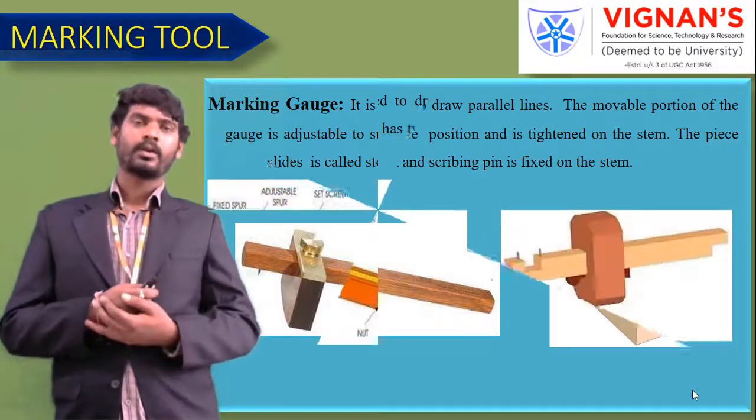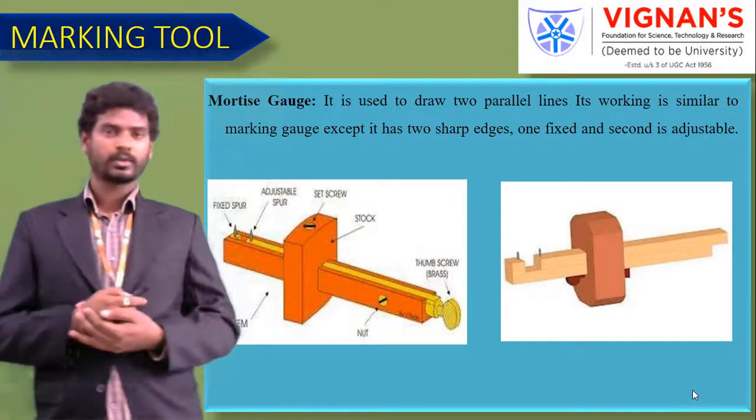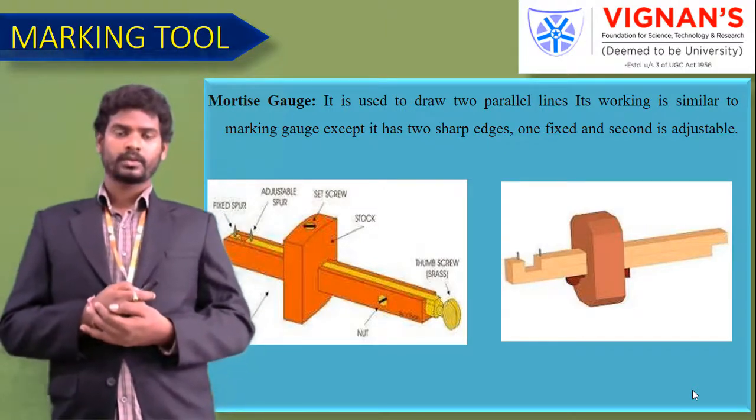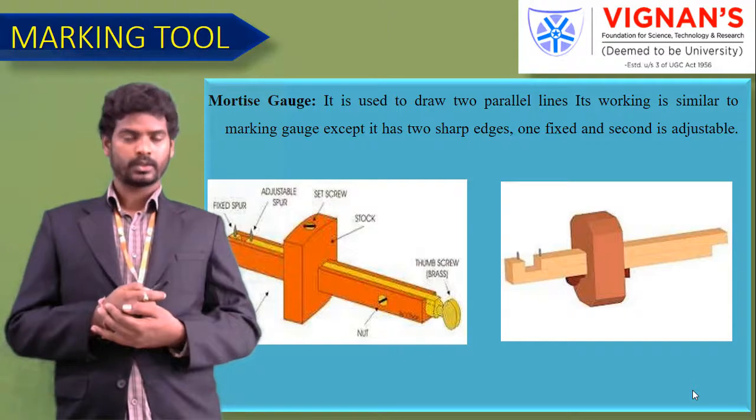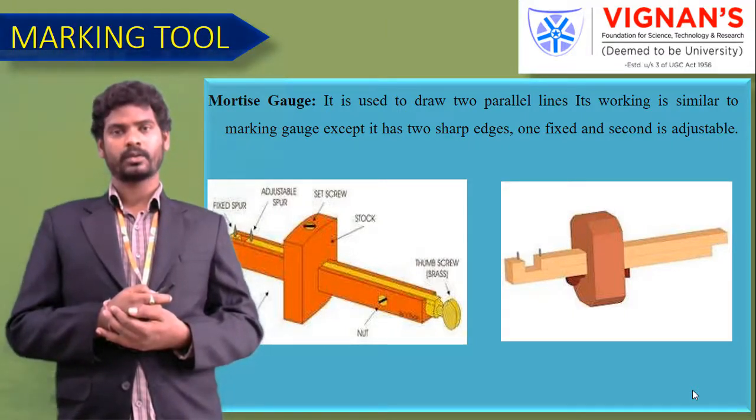The next one is the mortise gauge. The mortise gauge is used to draw two parallel lines. Its working is similar to a marking gauge, but the difference is that this is mainly used for developing parallel lines on the workpiece.